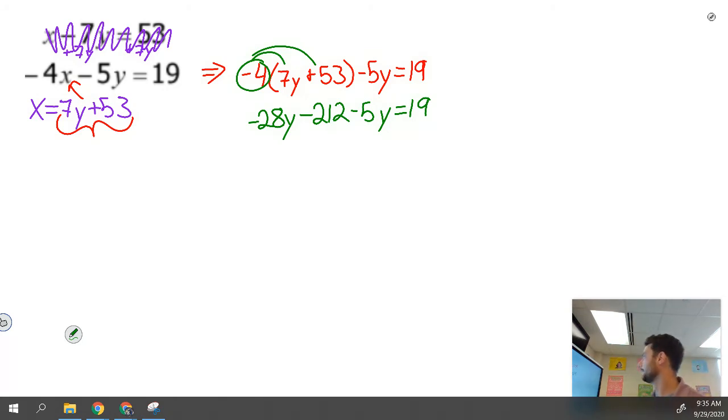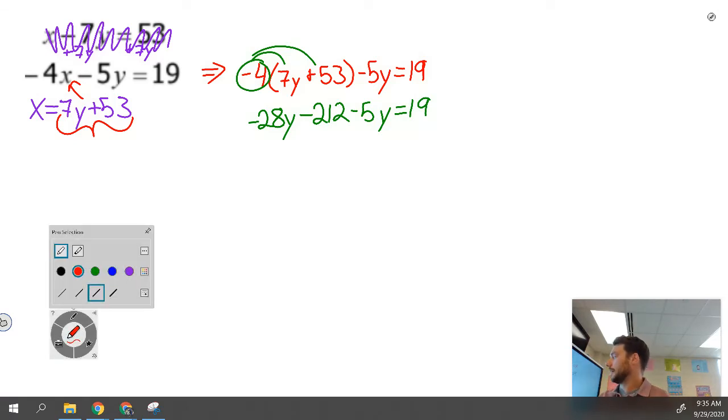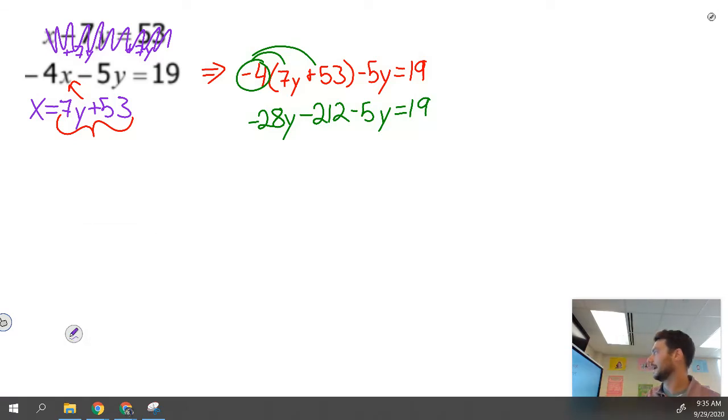So that'll be good. But this is why we need substitution, right? If you tried to graph something that had like negative 28y minus 212, you might get some pretty nasty numbers. So that's why we can't just graph everything, because the equation x minus 7y equals 53 is kind of a big one, right? So it's nice to not have to graph all these.